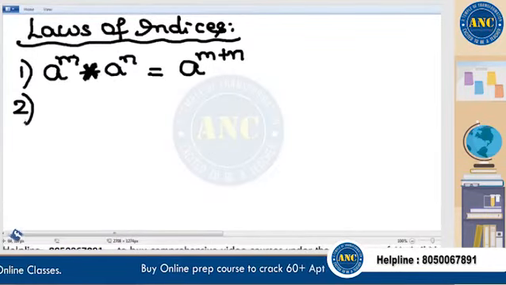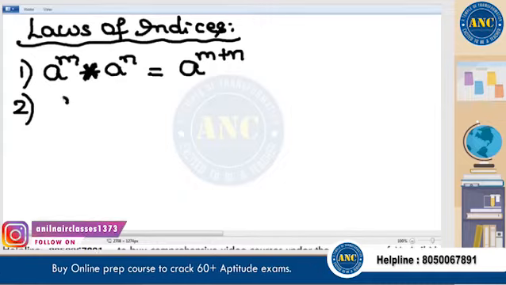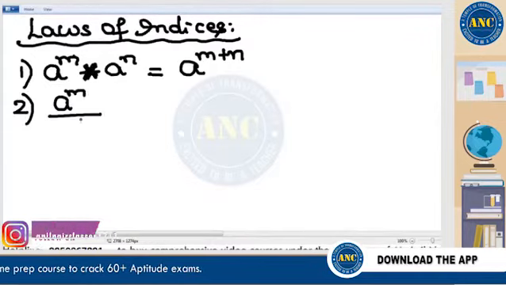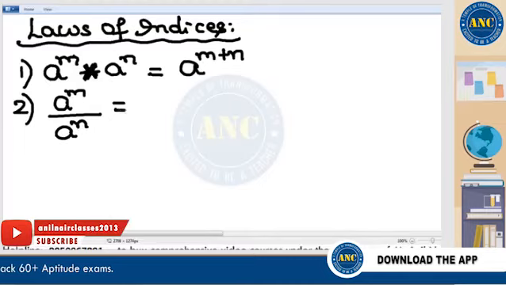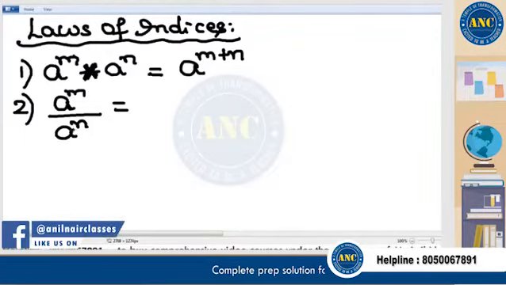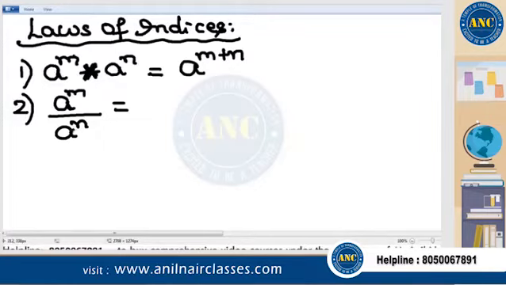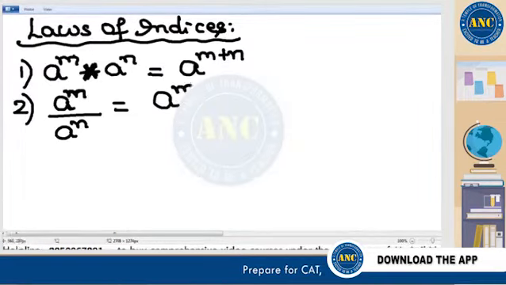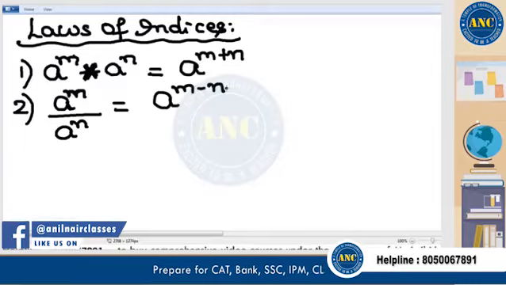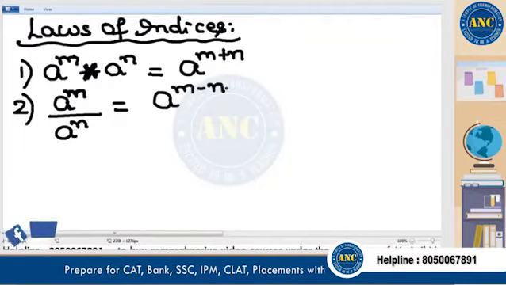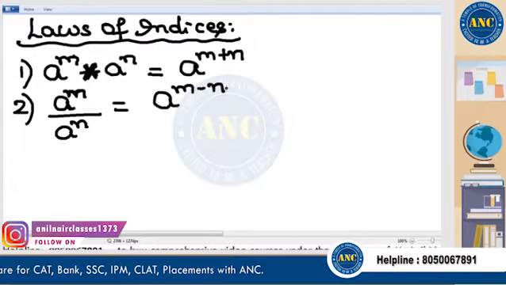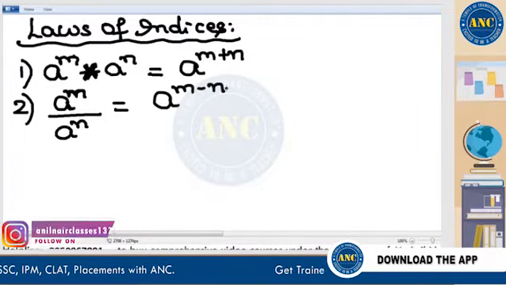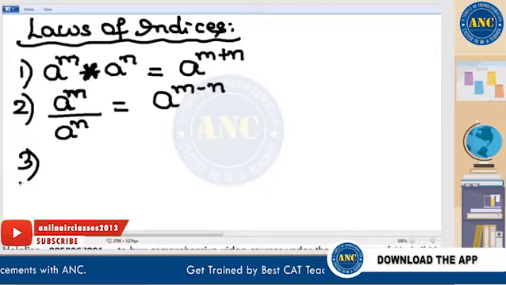Second law of indices: a power m divided by a power n. That means I again have the same base a and a. Instead of writing the base a two times, I will write the common base a only once, and if they are divided, then I will subtract the powers. Initially, if the bases are the same and multiplied, I add the powers. And if the bases are the same and divided, then I subtract the powers. That is my second law of indices.